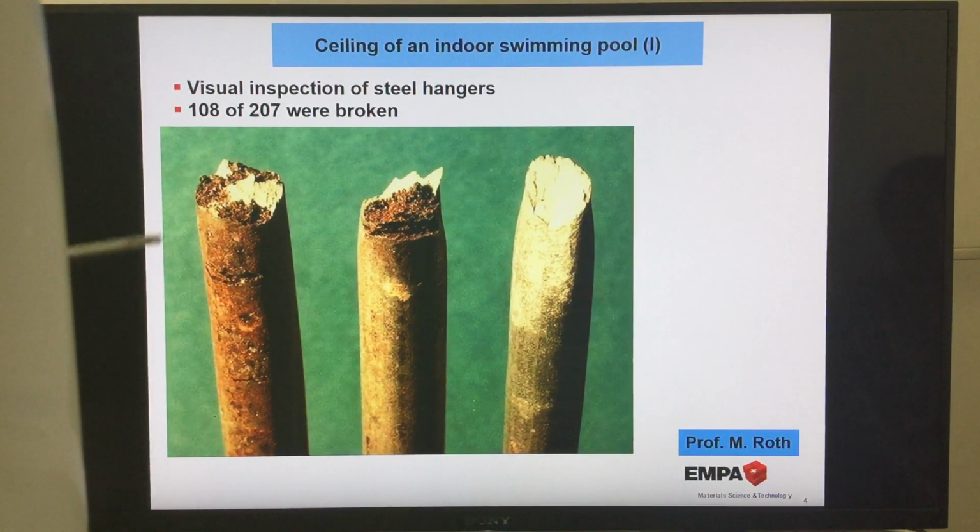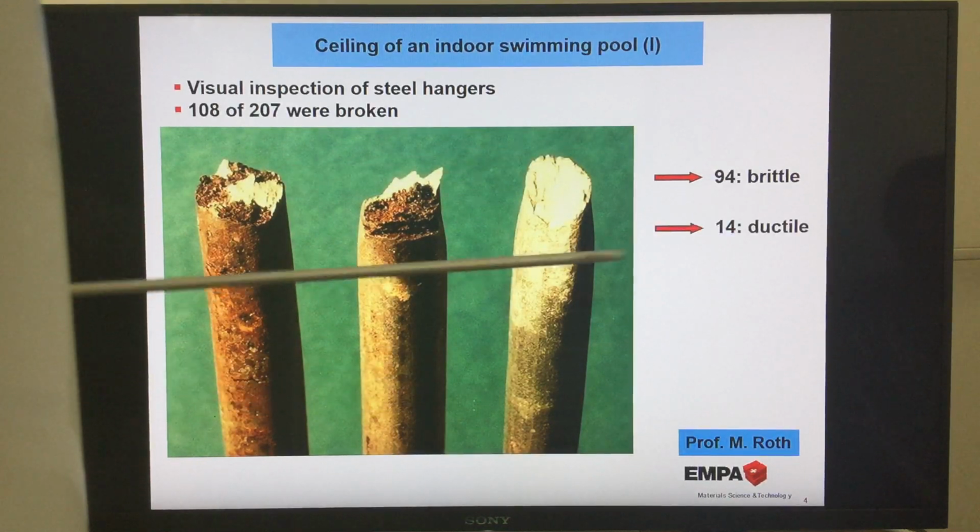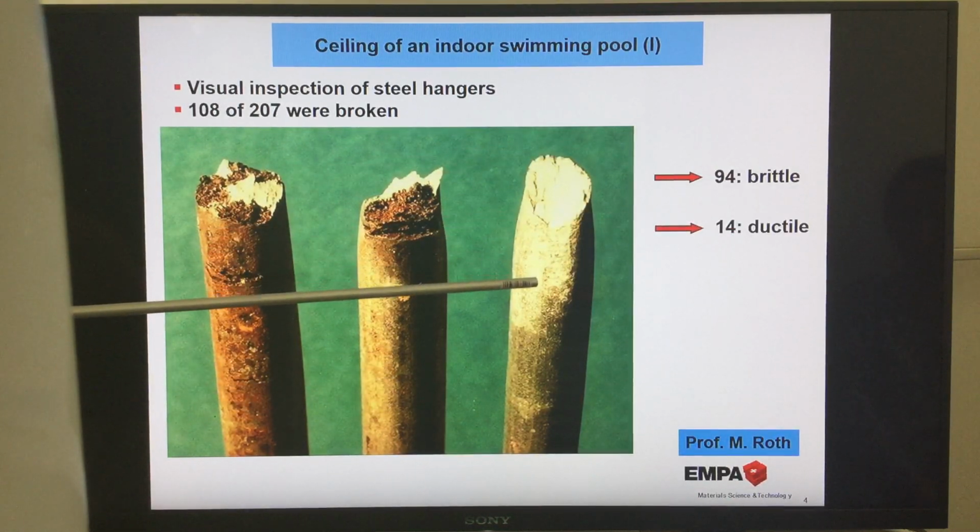And you see here also, here is no necking, and here maybe a little bit of necking, but here you see clearly the difference. So that means they are more or less brittle. The 94 were brittle, and the rest, 14, only a minor part of the steel hangers, were fractured ductile.